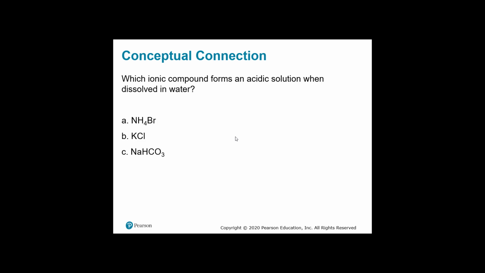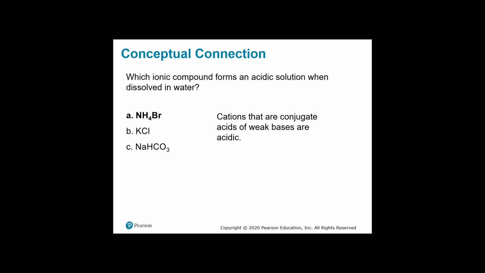So which ionic compound forms an acidic solution when dissolved in water? So if we look at this, we know that this and this are not going to affect, and this will make it slightly basic. So this isn't going to apply, this isn't going to apply, but this one is. Why would this one apply? Because Br is part of a strong acid, so this anion doesn't participate. However, this ammonium is a part of a conjugate acid base pair with ammonia, so this is going to be acidic, because ammonia is a weak base and this is its conjugate acid. So this is going to create an acidic solution in water.